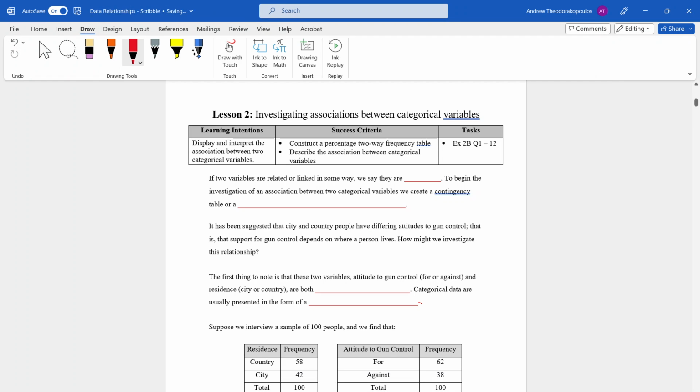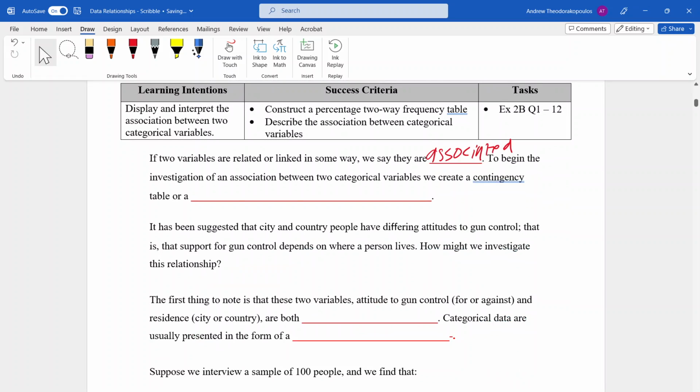Okay, so for lesson 2, we're going to investigate between two categorical variables. I believe in lesson 3 we'll talk about those that are categorical and numerical. But just for the point of this lesson, we're investigating those with only two categorical variables. If we see that two variables are related or linked in some way, we say that they are associated. Okay, that's the official word that we use in general maths. They have like a relationship.